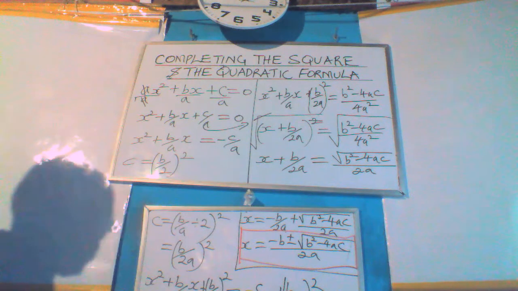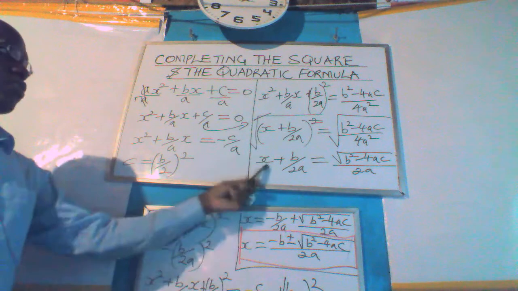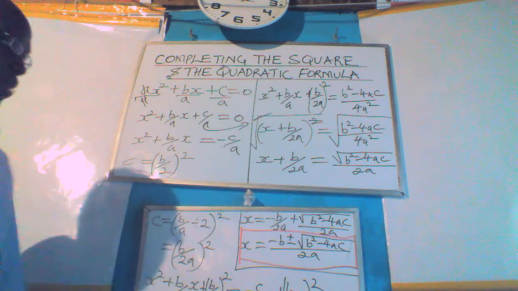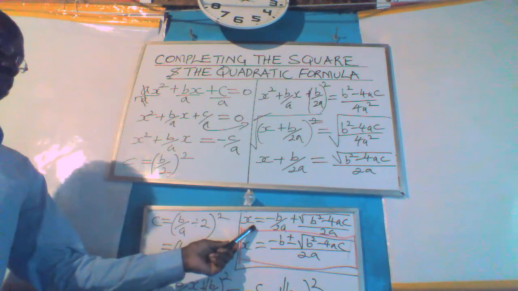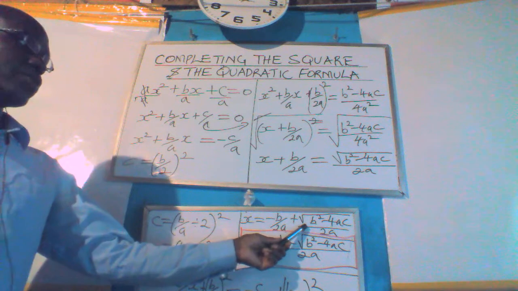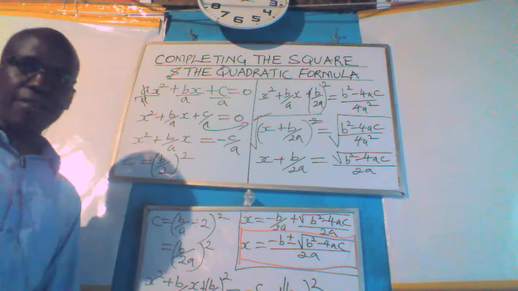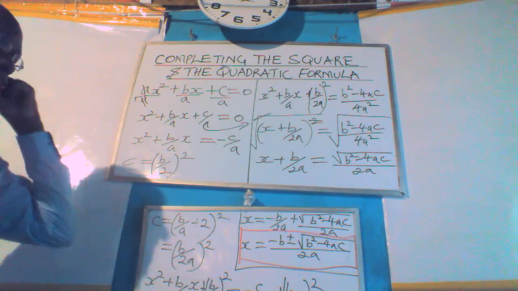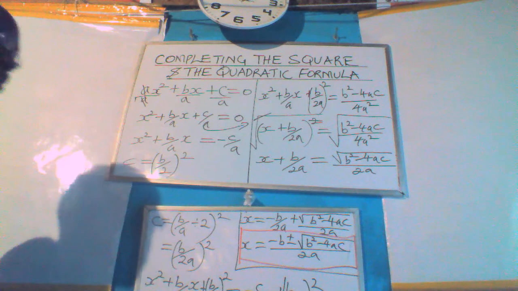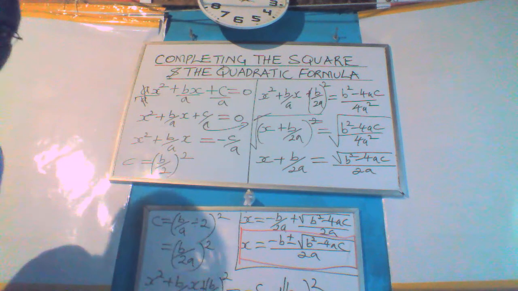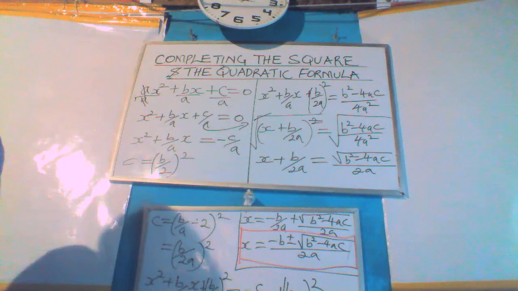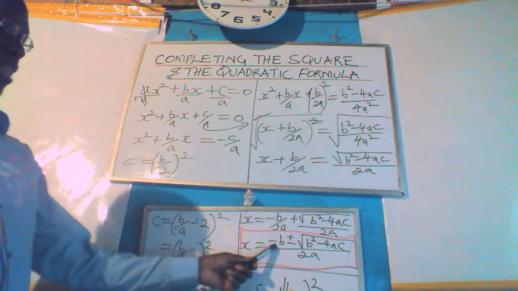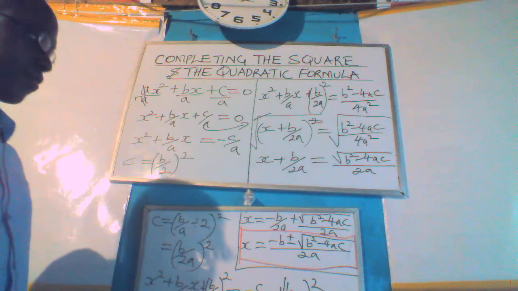The sixth step is simply to make x the subject by moving the term b over 2a, and when we did that, we were able to get minus b over 2a plus root of b squared minus 4ac over 2a. The seventh step is simply to combine the right side of the expression by using the common denominator, or LCM, in this case 2a. And that gives us the quadratic formula, which is x equals minus b plus or minus the root of b squared minus 4ac over 2a.